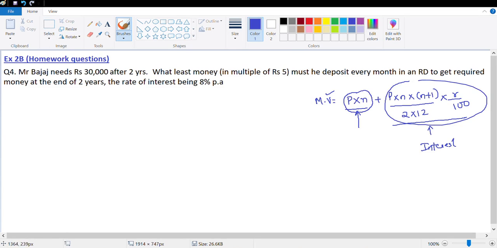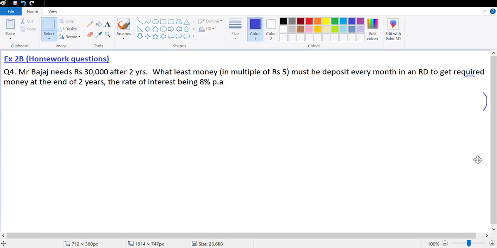There are a couple of variables in this question. Maturity value is variable 1, principal variable 2, n variable 3, and r variable 4. Out of these four variables, three will be given in a question and you would need to find the fourth one. So that's basically this whole chapter. Let's go ahead and look at the homework questions.